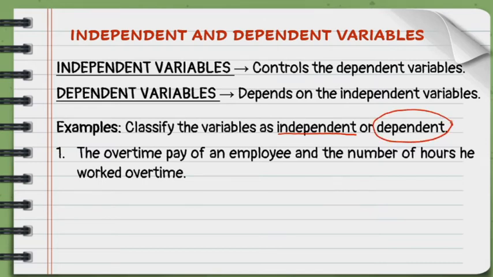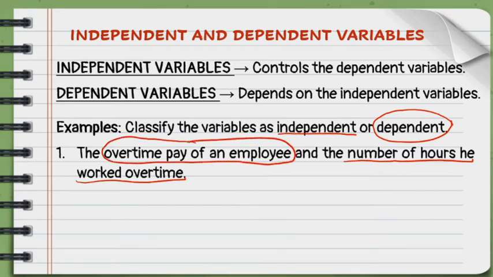Number 1, the overtime pay of an employee and the number of hours he work overtime. So, in this example, the independent is the number of hours the employee work overtime. Yan yung kumokontrol sa dependent variables natin na overtime pay of an employee. So, yung magiging overtime pay niya, nakadepende kung ilang oras siya mag-overtime.